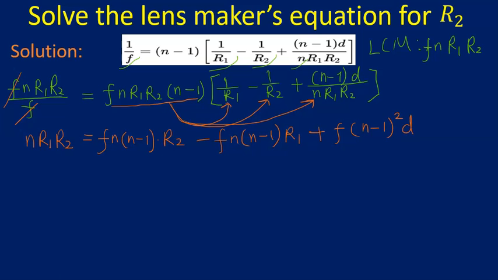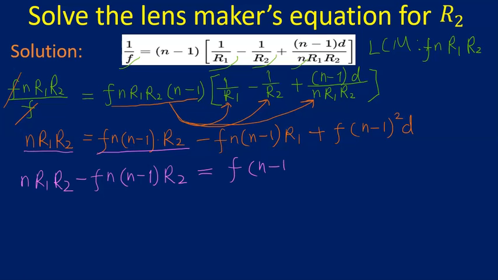We need to combine these two terms. So I'm going to move F n (n minus 1) R2 to the left-hand side, and we have R1 R2 minus F n (n minus 1) R2. It looks like we could factor out F times (n minus 1) from the two terms left on the right-hand side. And what's left is negative n R1 plus d times (n minus 1).